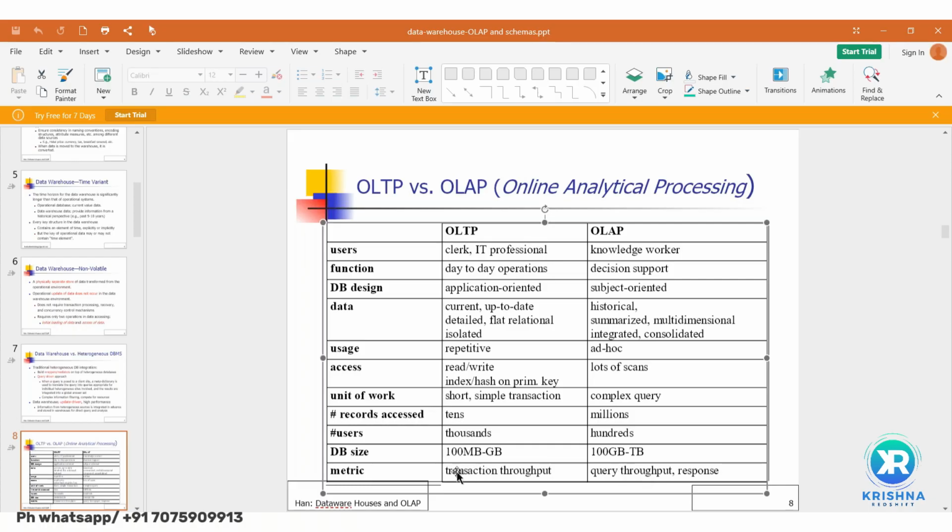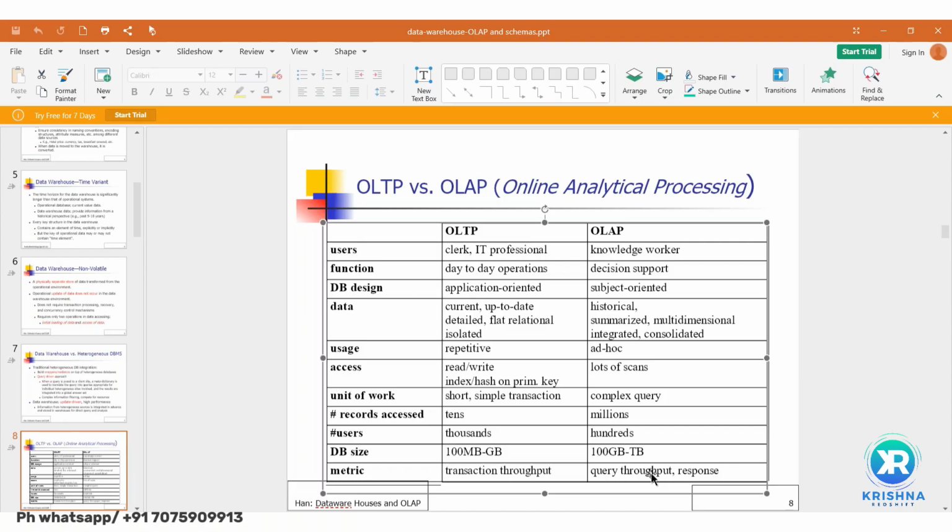Okay, so here that means how much time the transaction is taking, like that we will see. Because at the ATM we cannot wait so much time. We'll say, "Hey, why is it taking this much time?" So here transaction processing, or transaction throughput, is important. It should be processed faster. Here query throughput is important.